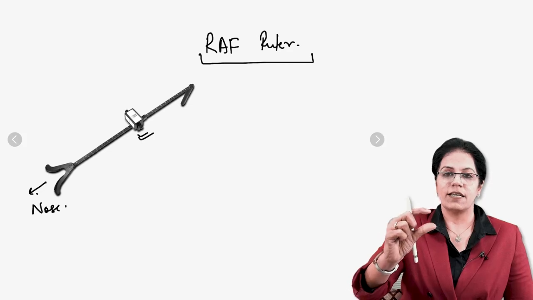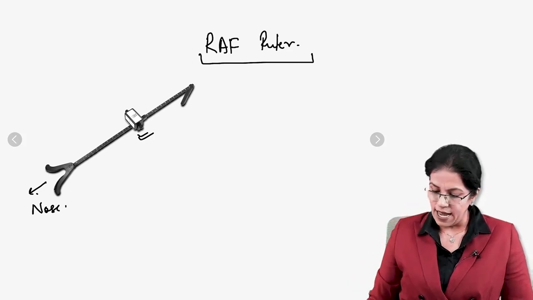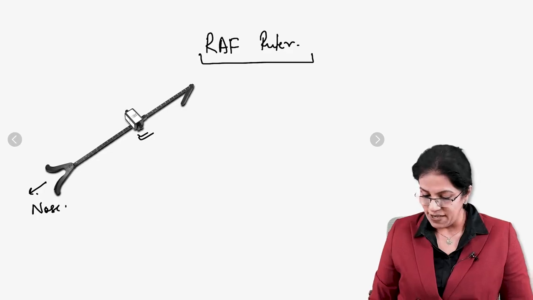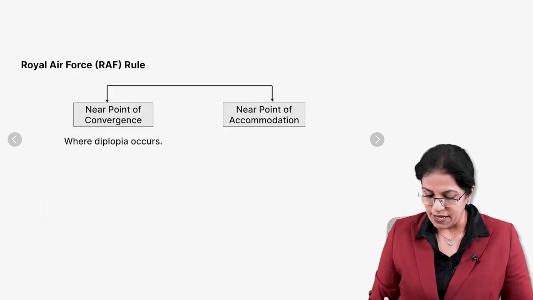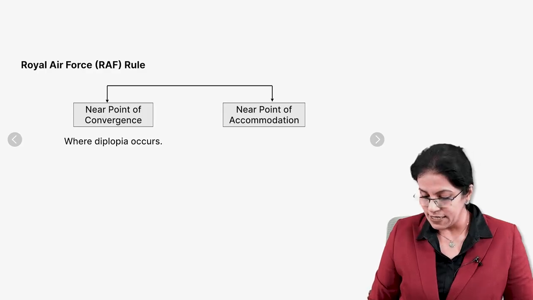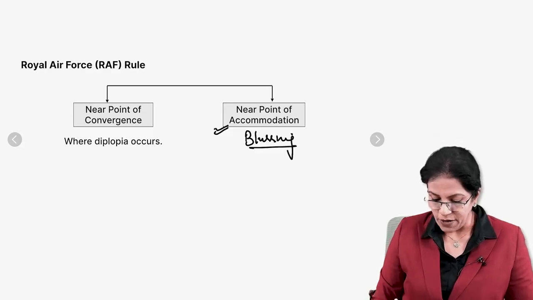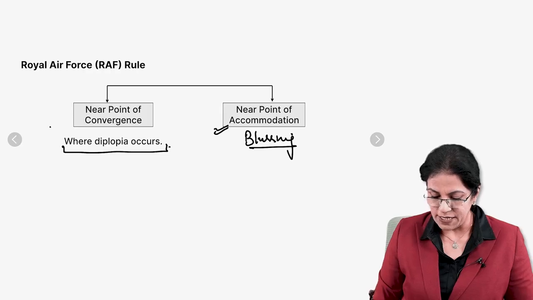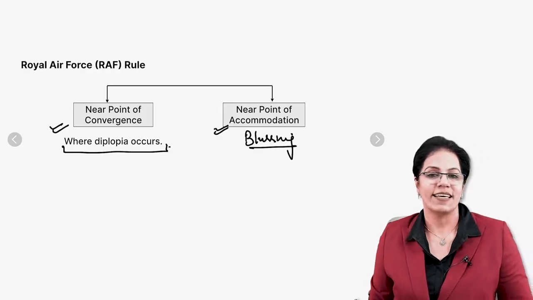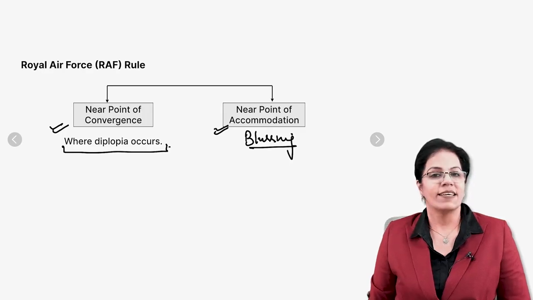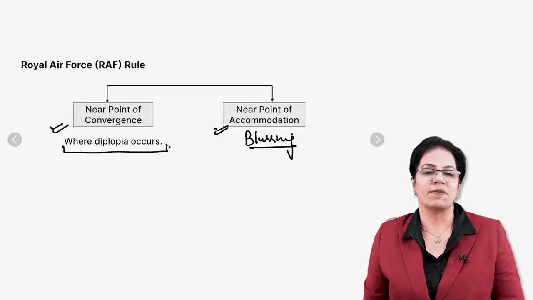You take it nearer to your eye, and the point where this becomes blurred is the near point. When there is blurring, that is your near point of accommodation, and the point where there is double vision becomes the near point of convergence. Just remember this, okay? So be familiar with this instrument, sometimes they can ask you.